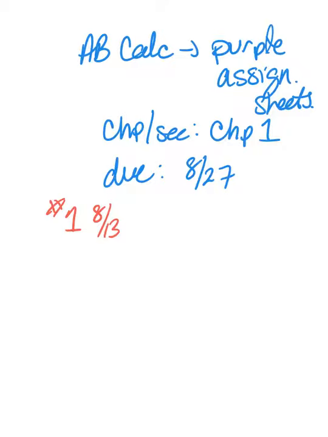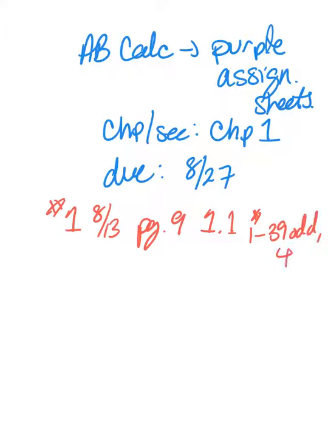It is page 9, section 1.1, and the numbers you're doing are numbers 1 through 39 odd and number 49. Yes, I know that the answers in the back are odd. I'm doing this on purpose for you to check your work, but that means I should not just see answers on your paper. I have to see the work. If you just give me answers with no work, you are not going to get the credit.